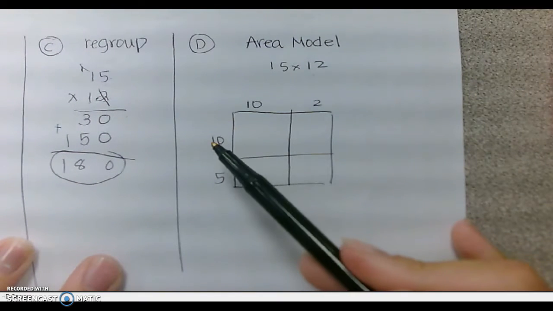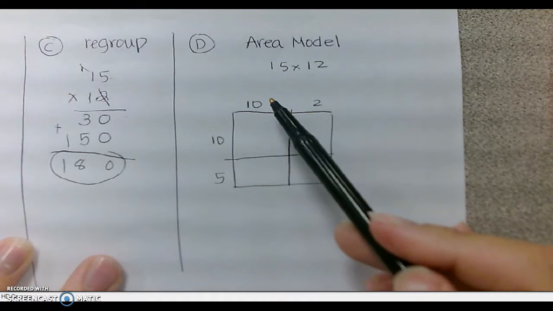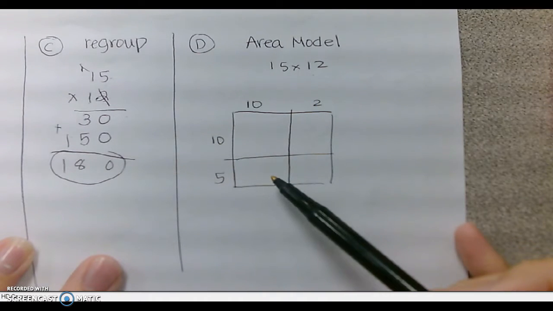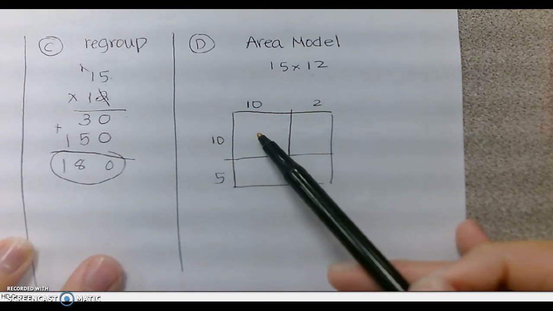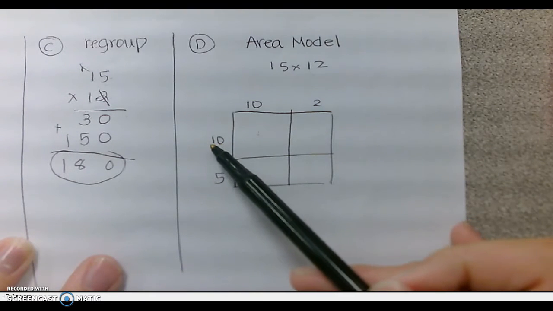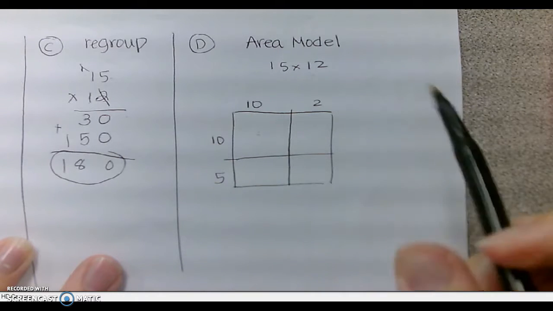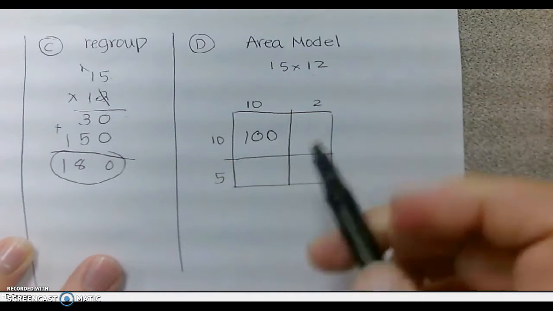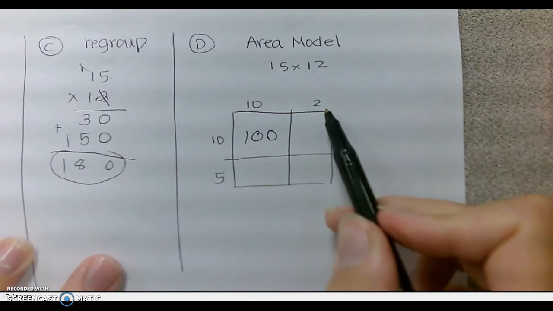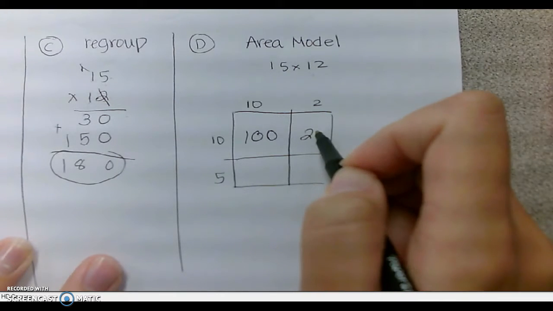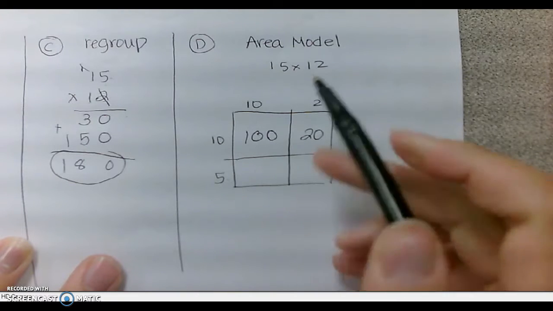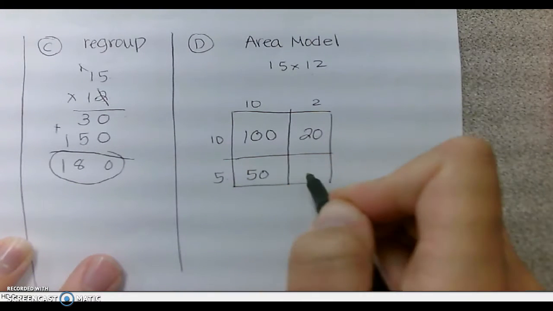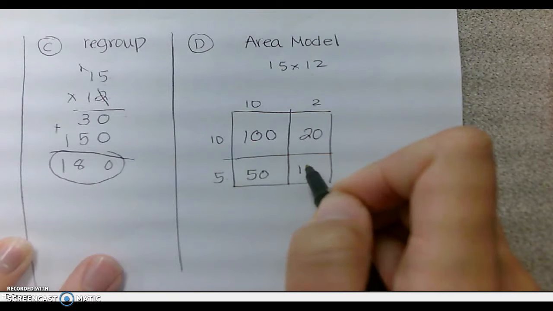So now I can multiply first going across and up, and then I'll use that in each of these squares. It doesn't really matter where you start, but I like to start right here so I don't get confused. 10 times 10, 100. Write that in your box. 10 times 2, 20. Write that in your box. 5 times 10 equals 50. 5 times 2 equals 10.